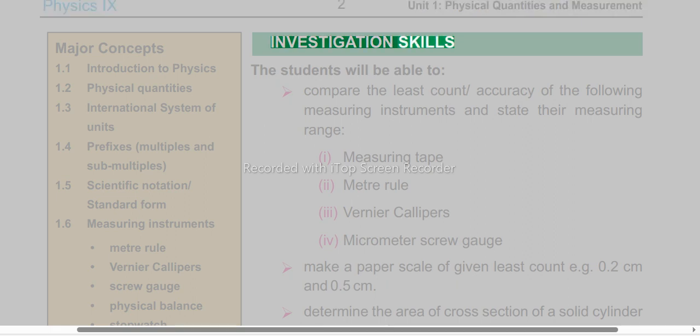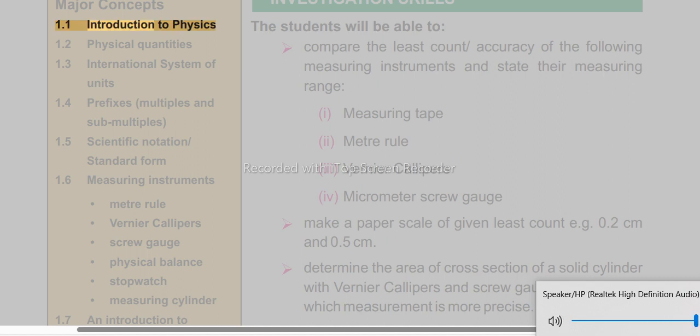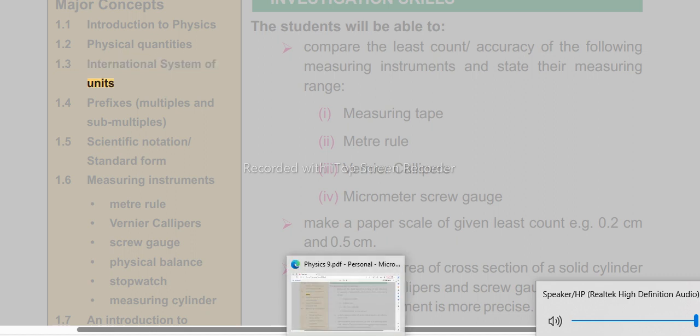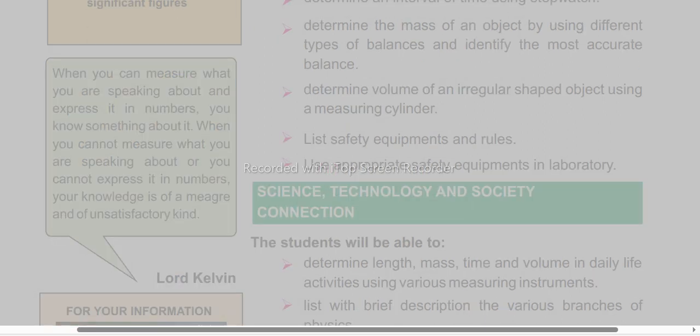Investigation skills. Science, technology and society connection. Major concepts: 1.1 Introduction to Physics, 1.2 Physical quantities, 1.3 International system of units, 1.4 Prefixes, multiples and submultiples, 1.5 Scientific notation (standard form), 1.6 Measuring instruments: meter rule, vernier calipers, screw gauge, physical balance, stopwatch, measuring cylinder, 1.7 An introduction to significant figures.